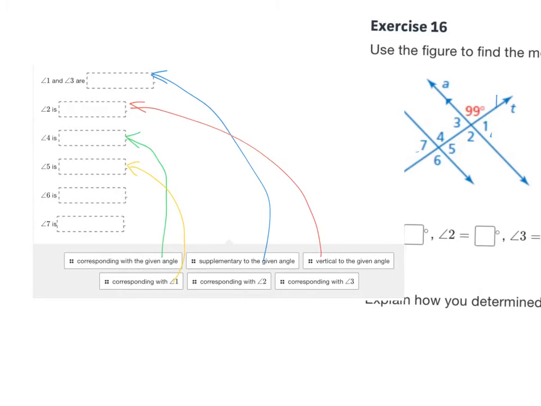Now we have angle 6 is going to be corresponding to which one? Which one is angle 6 in the same position as? Angle 6, the bottom of the x, corresponds to angle 2. And we got one left here, angle 7. Angle 7 is in the same position as angle 3, corresponding.